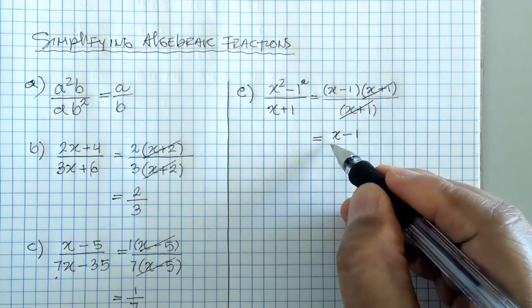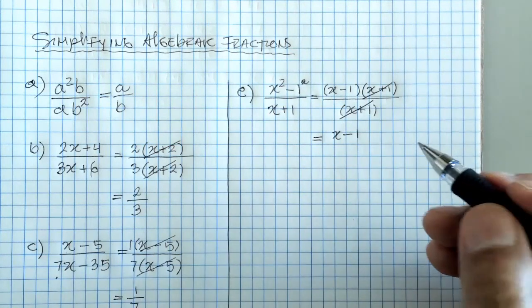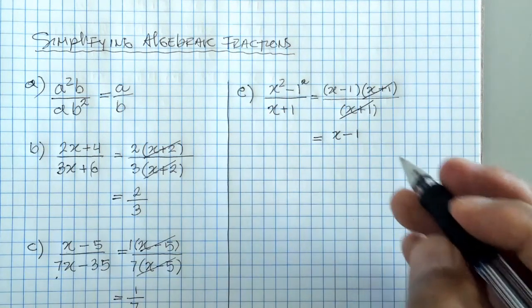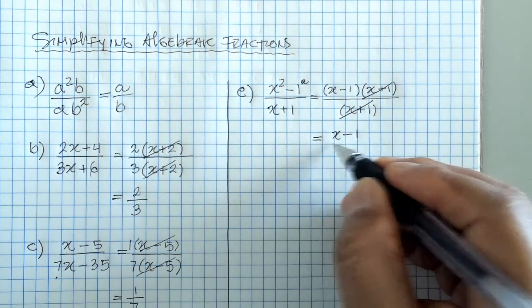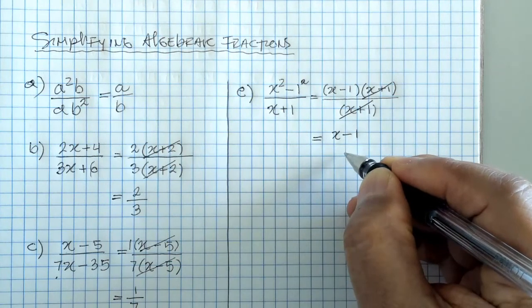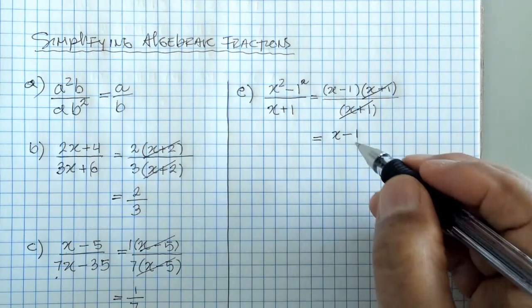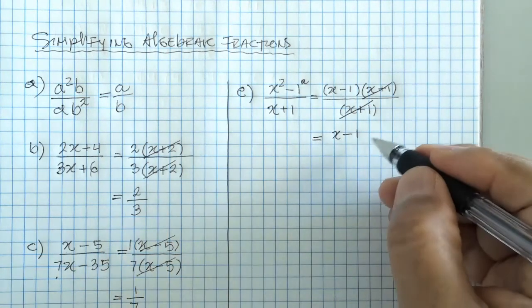We should put over 1, but we know that when you divide by 1, then the answer is the same. So mathematically, this should be x minus 1 divided by 1, but we know that when you divide by 1, the answer remains the same. So we're just going to leave it like that.